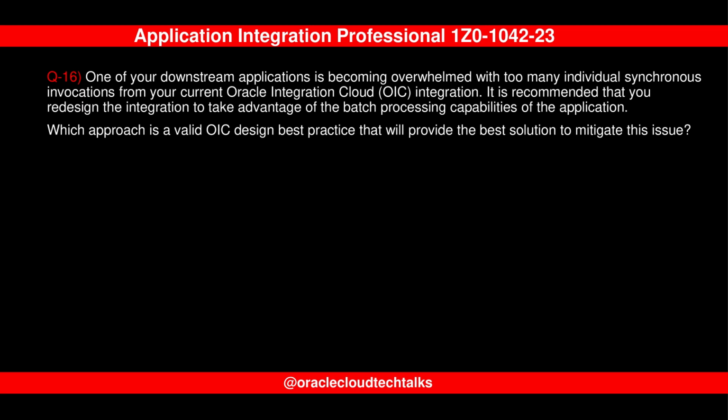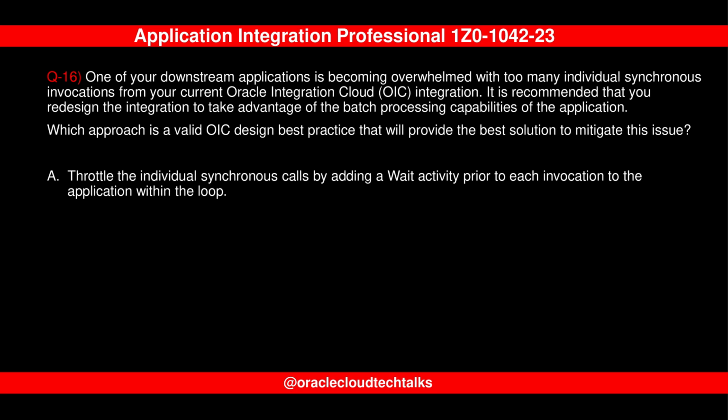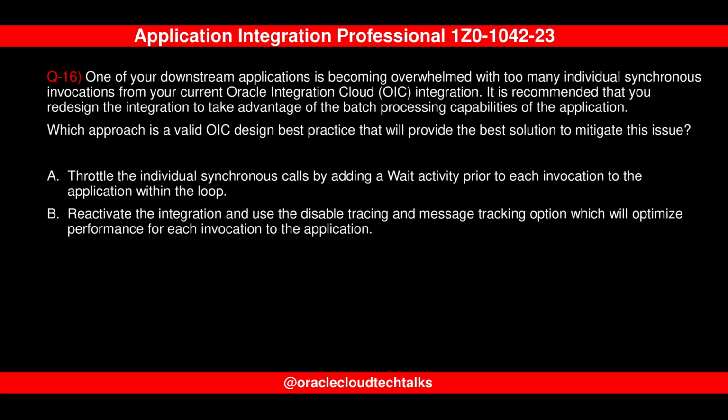Question 16. One of your downstream applications is becoming overwhelmed with too many individual synchronous invocations from your current Oracle Integration Cloud, OIC, integration. It is recommended that you redesign the integration to take advantage of the batch processing capabilities of the application. Which approach is a valid OIC design best practice that will provide the best solution to mitigate this issue? A. Throttle the individual synchronous calls by adding a wait activity prior to each invocation to the application within the loop. B. Reactivate the integration and use the disable tracing and message tracking option, which will optimize performance for each invocation to the application.